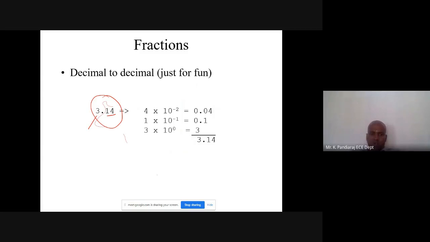Number 3 is at the 10 to the power 0 position, here it is 10 to the power minus 1 position, and here 10 to the power minus 2 position. There is no 10 to the power minus 0, it is not allowable, so it starts from 10 to the power minus 1, minus 2. So 4 into 10 to the power minus 2, and 1 into 10 to the power minus 1. Let's add them together and we get 3.14.